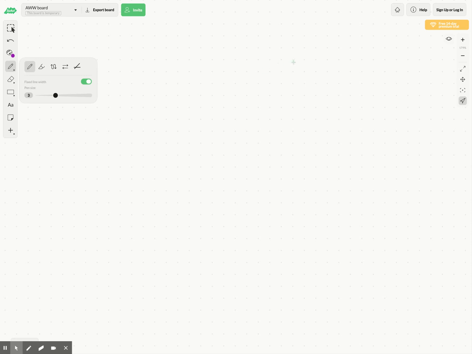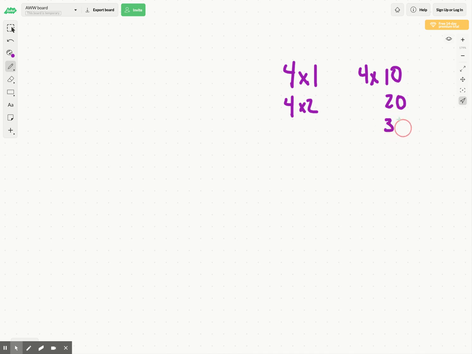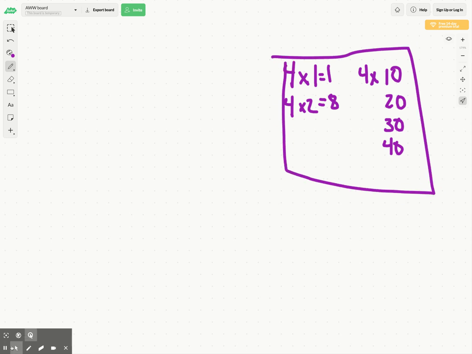So like I said, I always have the students do like some ones, maybe like 4 times 1, 4 times 2. Then I have them do some tens, 4 times 10, 20, 30, 40. Then I have them do some hundreds. And they solve these so that they're ready to go. So even if they struggle with their facts, they can kind of use this as a reference. I hope that made sense.